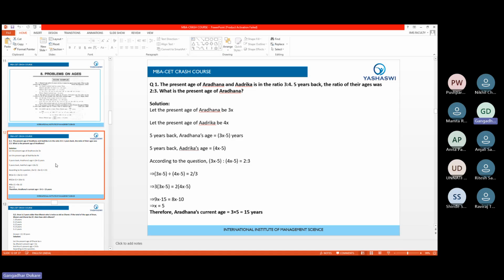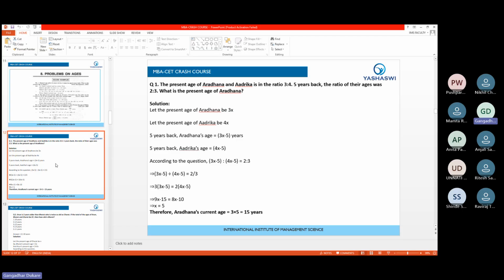The present ages of Aradhana and Adrika are in the ratio 3 by 4. Five years back, the ratio of their ages was 2/3. What is the present age of Aradhana? Okay, let the present ages be found as follows.